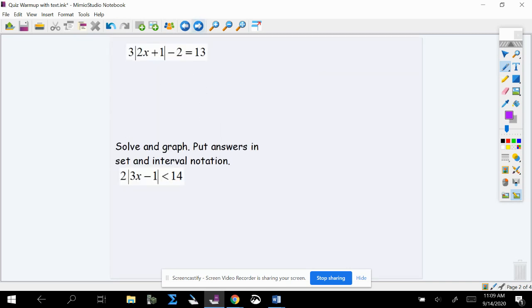Now I want to do a few questions that were from section 1.6, so I'm jumping a little bit. 1.6 focused on absolute value equations and absolute value inequalities. So we're going to start with an absolute value equation. Anytime you're working with absolute values, whether it's equations or inequalities, you need to isolate the absolute value. That means get the bars alone. So we're going to add 2 to both sides. So I still have the 3, and then 2x plus 1 equals 15.